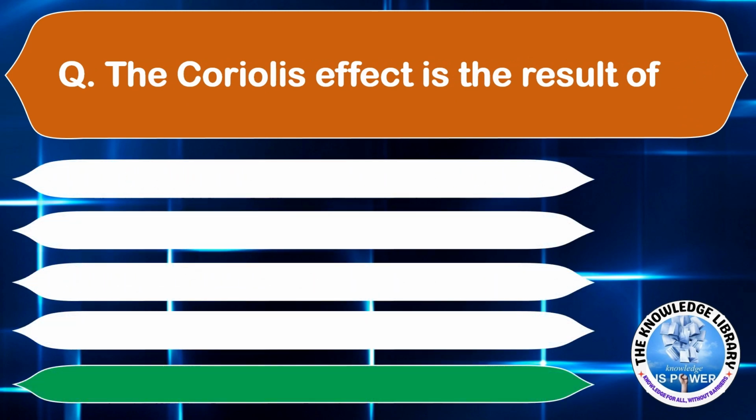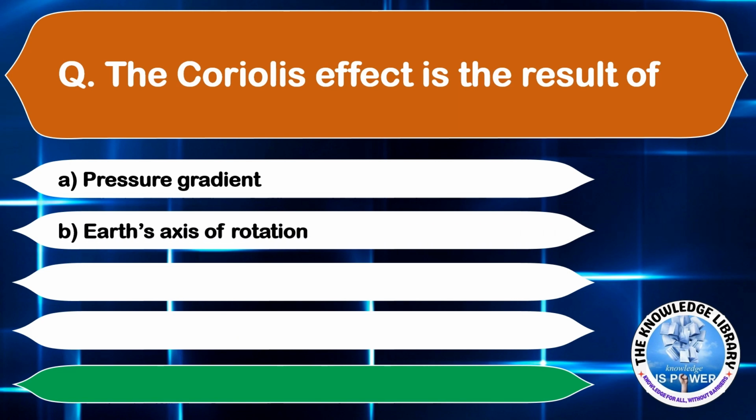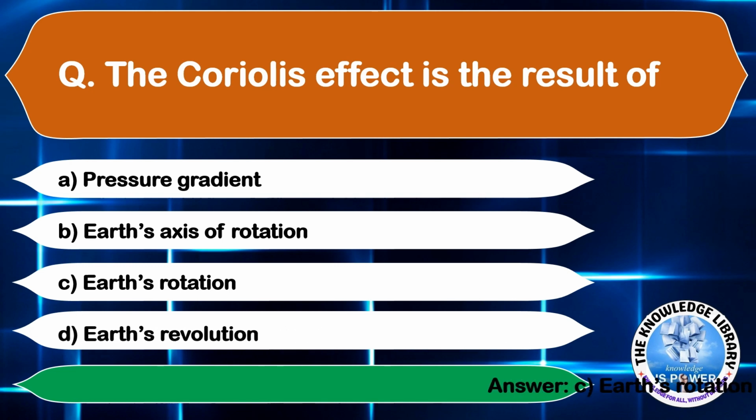The Coriolis effect is the result of option A, pressure gradient, option B, Earth's axis of rotation, option C, Earth's rotation, and option D, Earth's revolution. The correct answer is option C, Earth's rotation. Moving on to the next question.